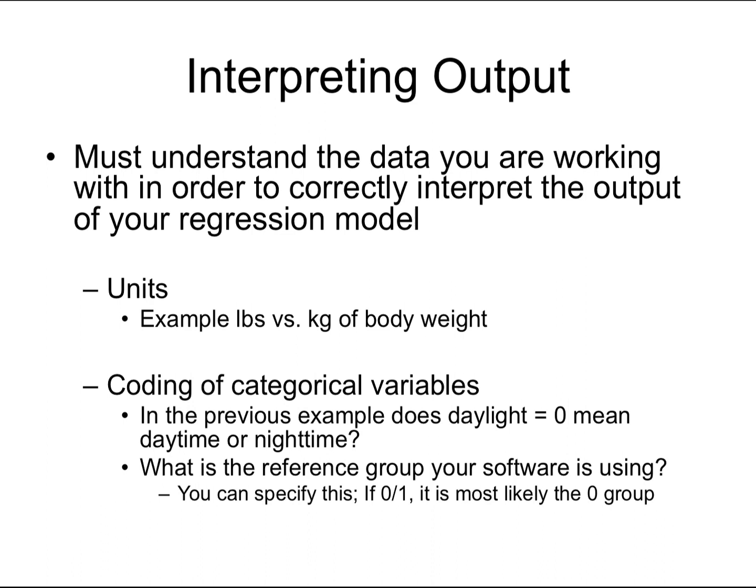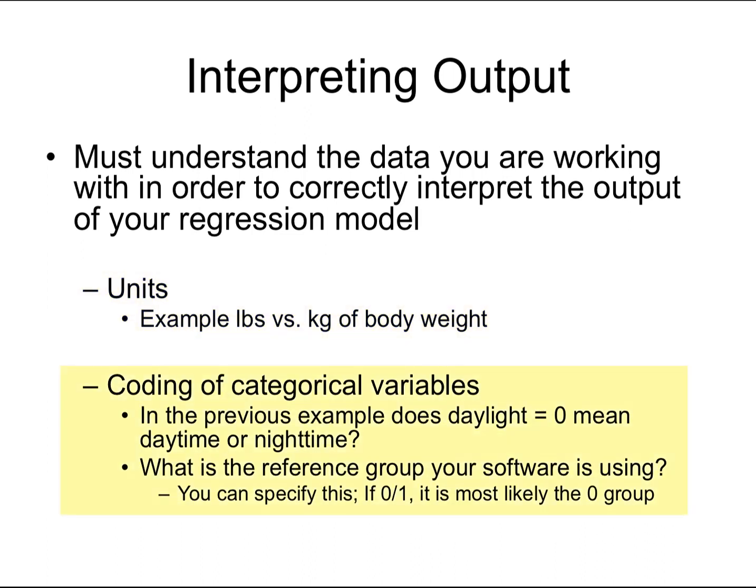As I mentioned in the last tutorial, it's critical that you understand the data that you're working with in order to correctly interpret the output of your regression model. So for example, you need to know the units of measurement for both your explanatory and outcome variable in order to correctly interpret your findings. For example, if you're looking at body weight, is this measured in kilograms or pounds?